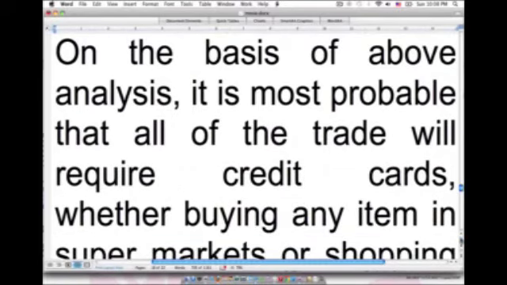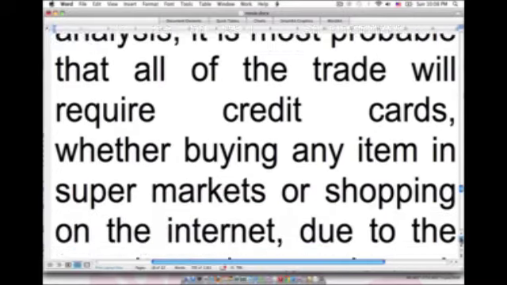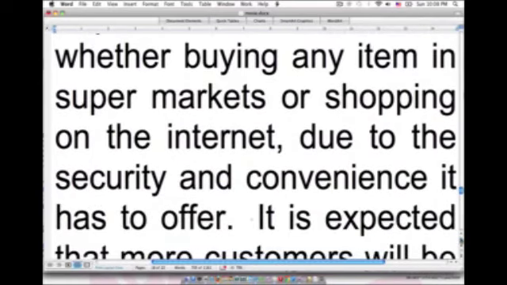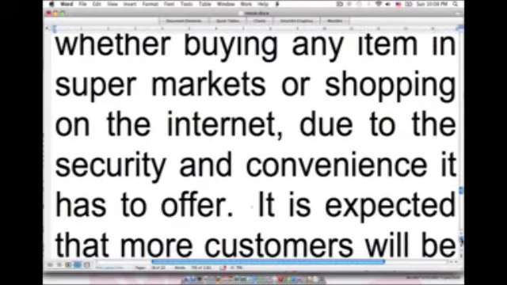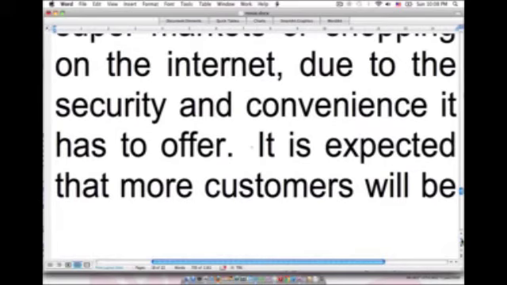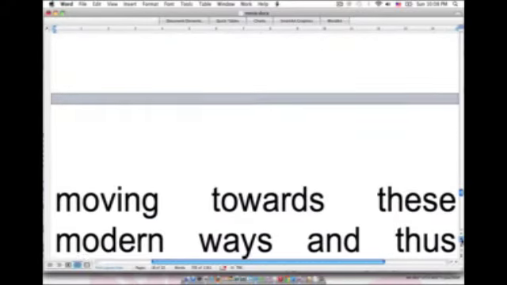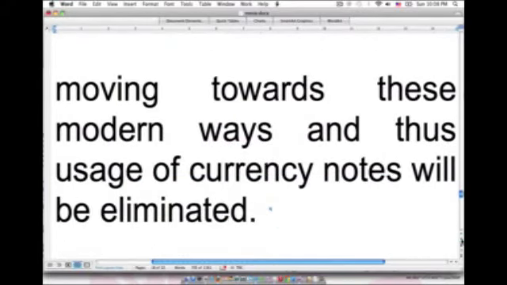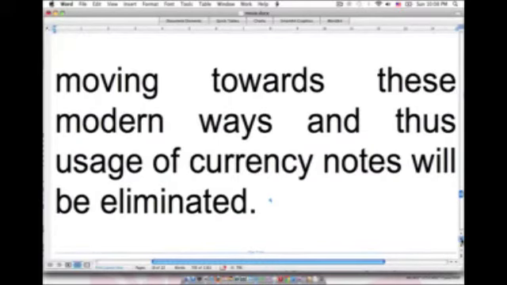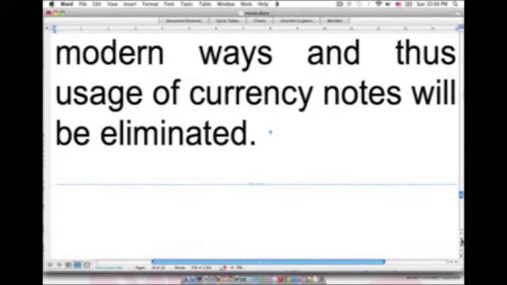On the basis of above analysis, it is most probable that all of the trade will require credit cards, whether buying any item in supermarkets or shopping on the internet, due to the security and convenience it has to offer. It is expected that more customers will be moving towards these modern ways, and thus usage of currency notes will be eliminated.